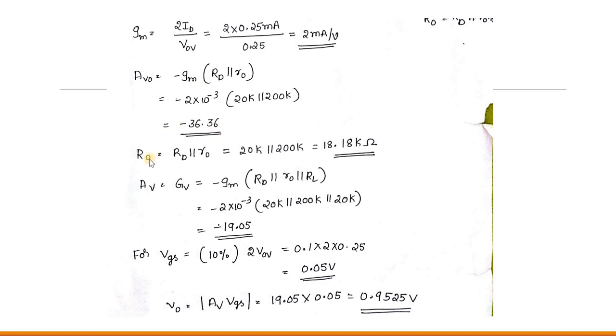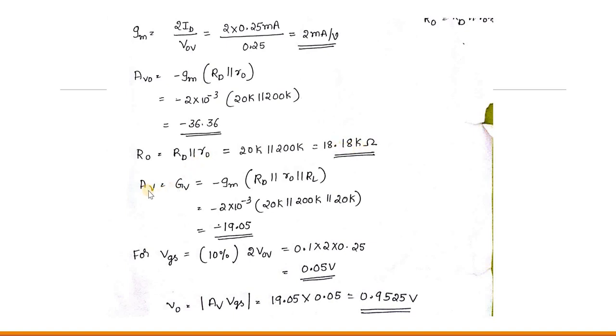Okay. Next you need to calculate the output resistance. Output resistance is nothing but RD, the drain resistance, parallel to small letter r0, the output resistance of the transistor. So RD is 20k, and r0 we have calculated as 200k. Substitute that, you will get the answer as 18.18 kilo ohm. Okay, moderate to high it is, in terms of kilo.